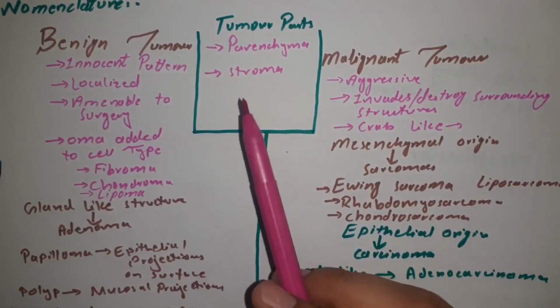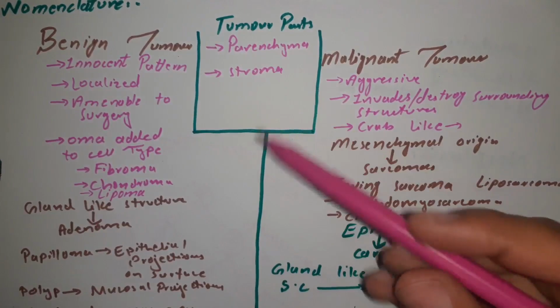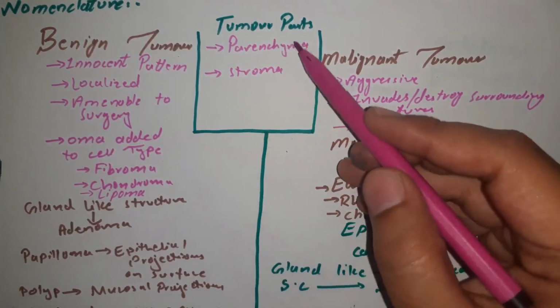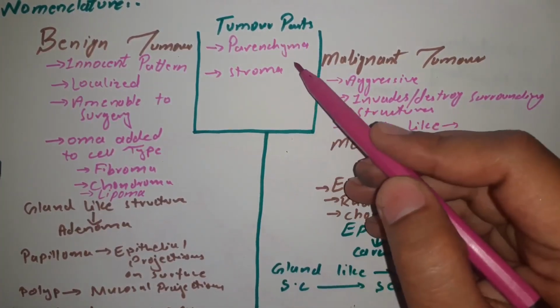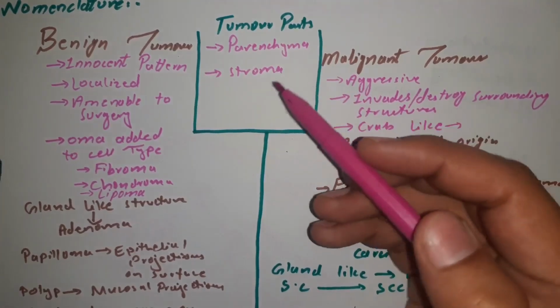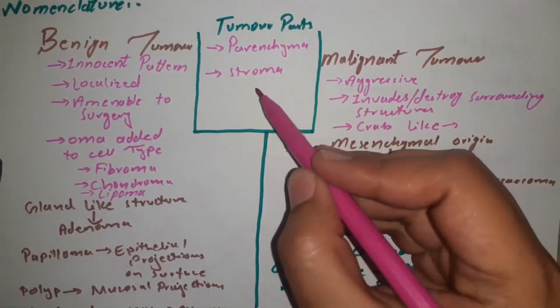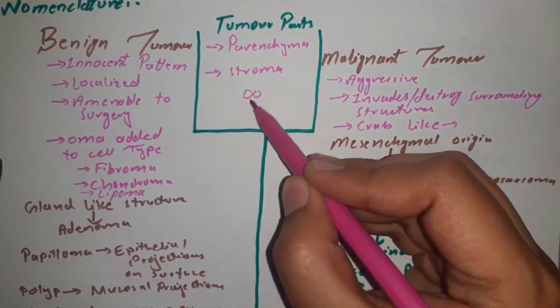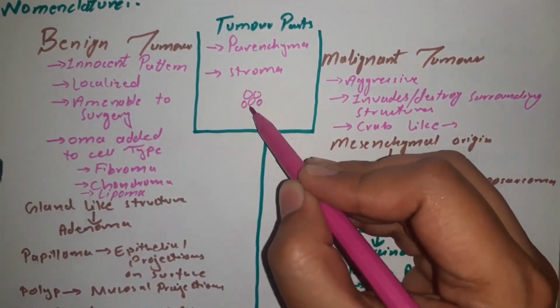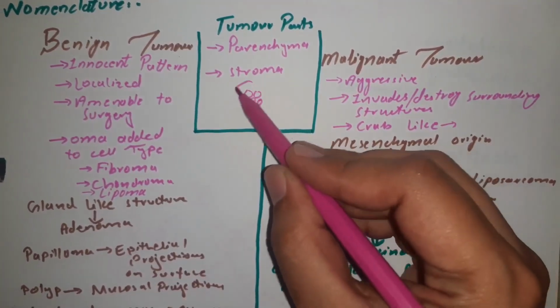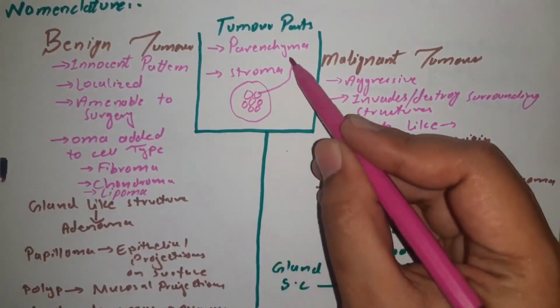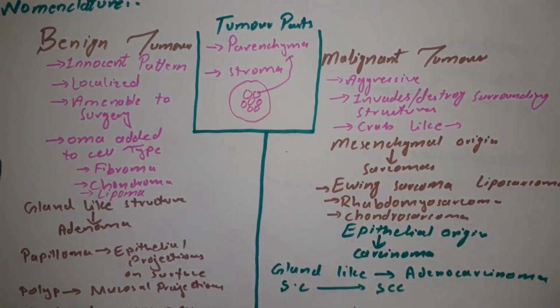Moreover, we should know the parts of the tumor. A tumor basically has two parts. One is the parenchyma of the tumor and the other is the stroma of the tumor. What is parenchyma? Parenchyma is basically the cells comprising the main mass of the tumor, or the cells from which the tumor arises. These cells formulate the parenchyma of the tumor, and the characteristics of the tumor are greatly defined by its parenchyma.